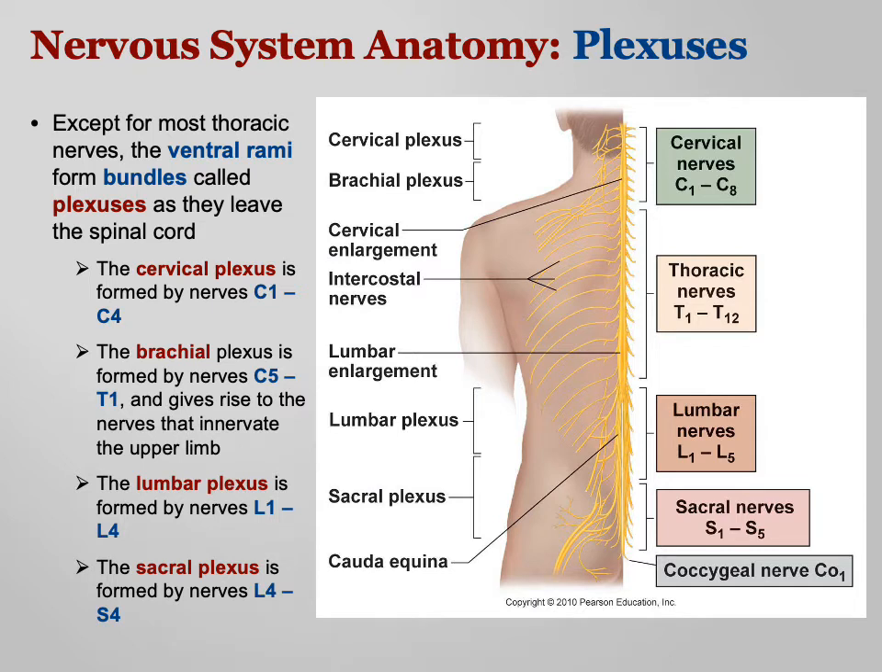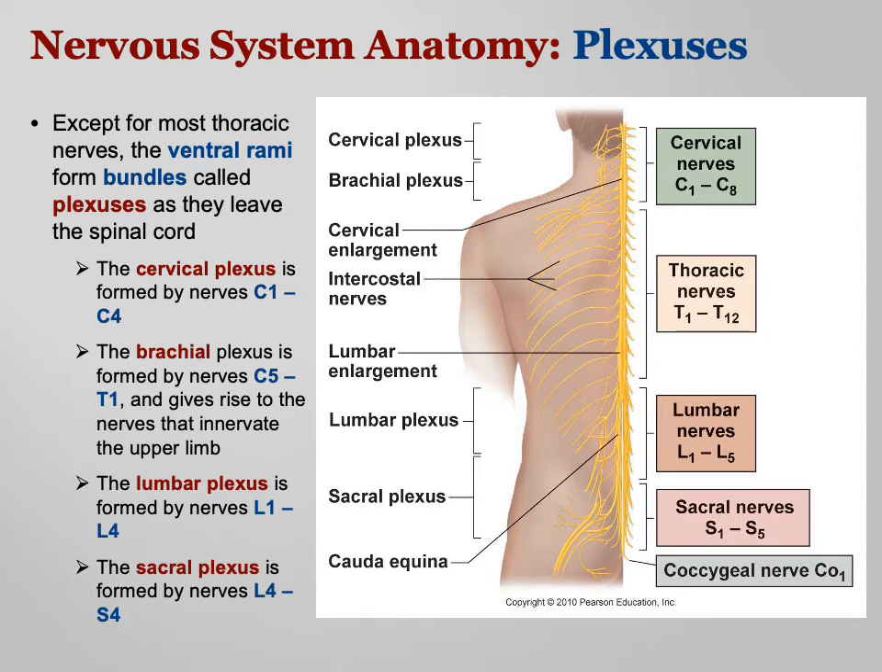The cervical plexus emerges up in the cervical region. It's formed by nerves C1 through C4. Remember, there were 31 spinal nerves. How many were there? What was the weird number? Yeah, there were 8 cervicals. So C1 through C4 emerge in the cervical plexus.